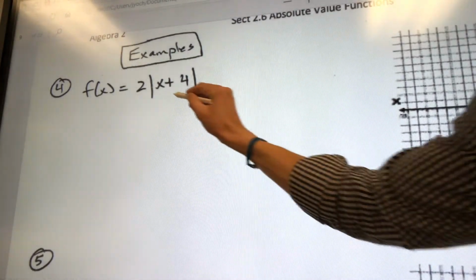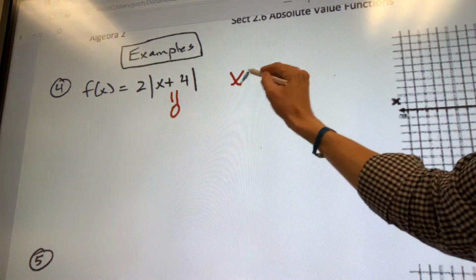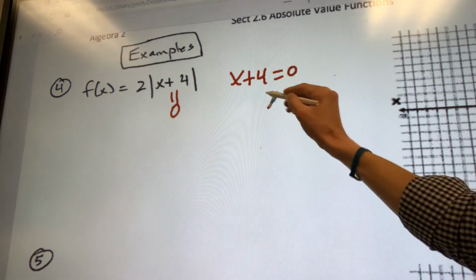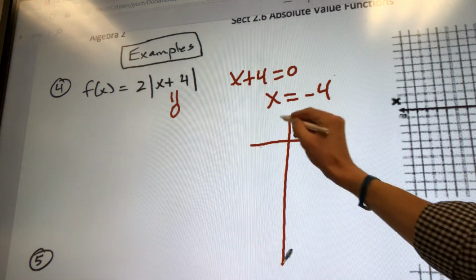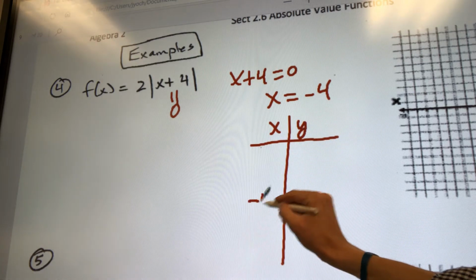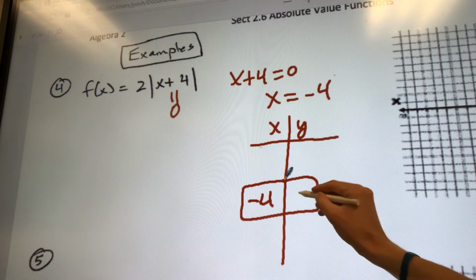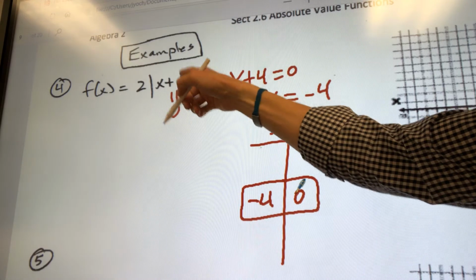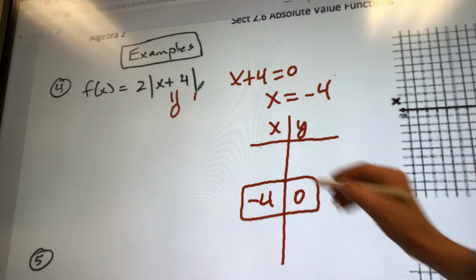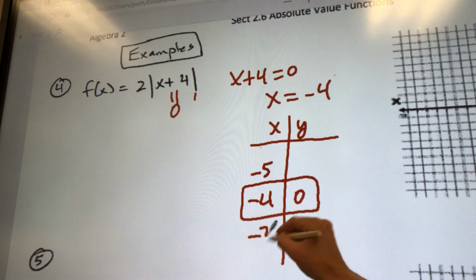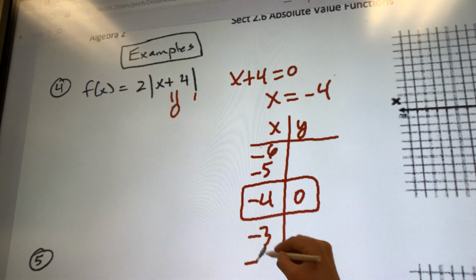So what I'm going to do is I'm going to set what's inside equal to 0. X plus 4 is 0, so negative 4. Now I know what the slope is, it's 2. The y-coordinate in the vertex is not 2, it's 0. Again, when I plug negative 4 in, I get 0 times 2, which is still 0. I'm not adding or subtracting anything. 1 to the left, 1 to the right, 2 to the left, and 2 to the right.